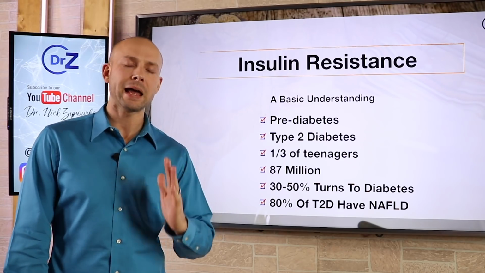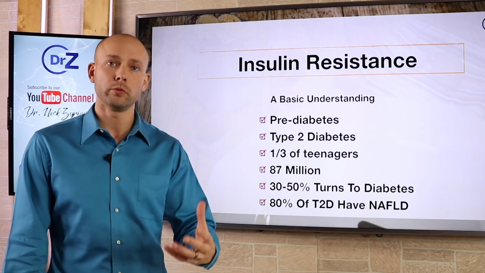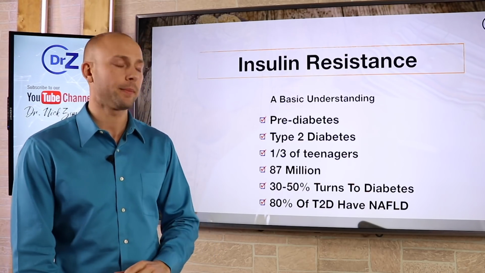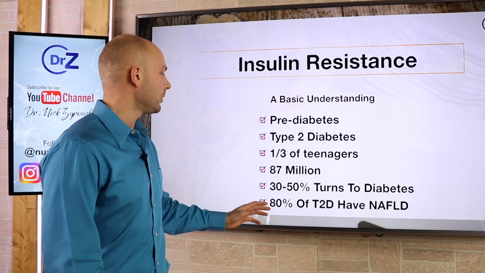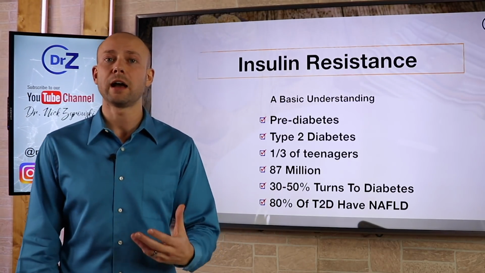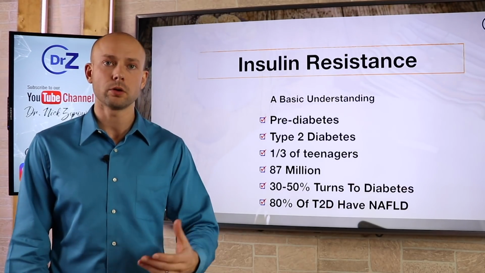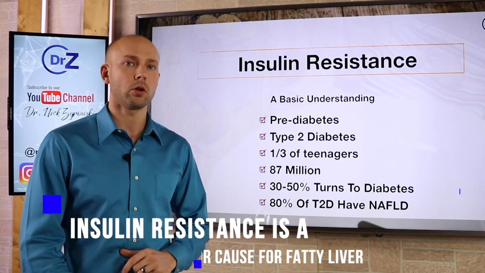Once again, we're talking about this path that you're on that you must get off of if you want to actually improve your health and not have these issues we're talking about. Now, 30 to 50% turn into type 2 diabetes, and then of those, 80% of type 2 diabetics are going to have non-alcoholic fatty liver. So insulin resistance is a major reason that many people are suffering from non-alcoholic fatty liver.